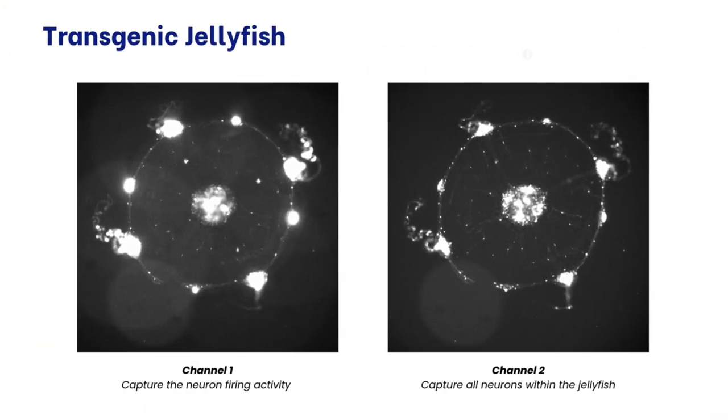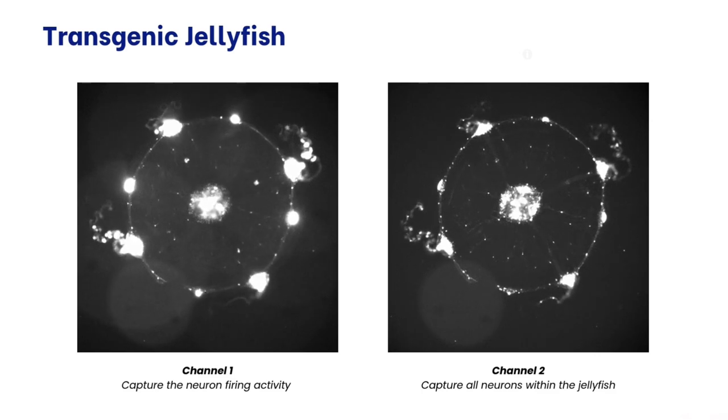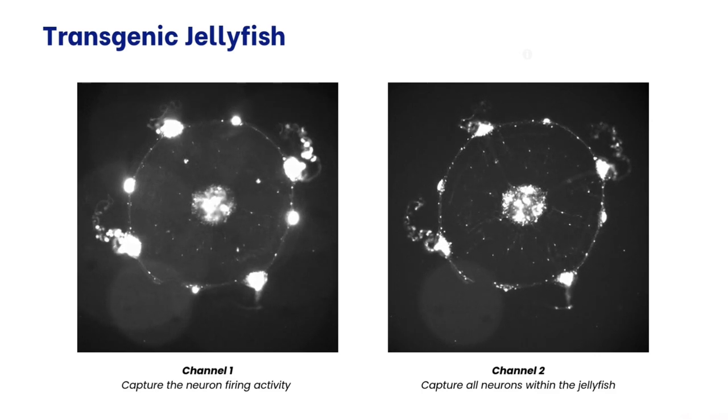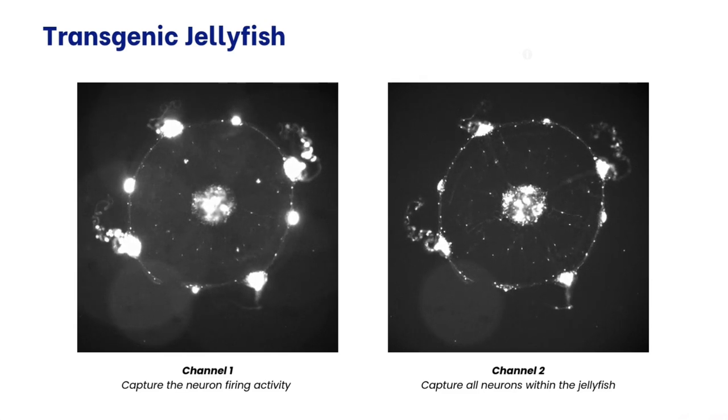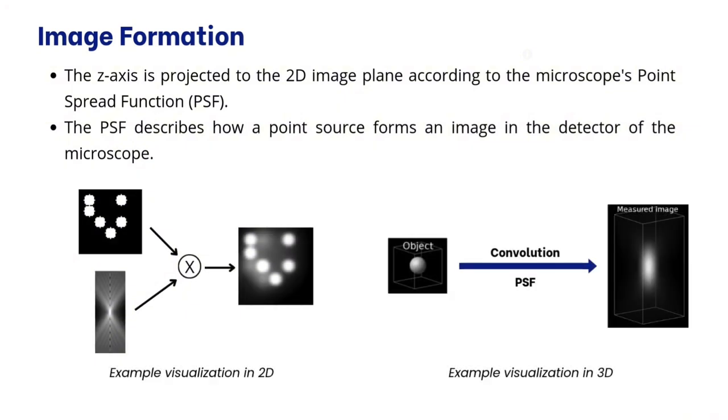The imaging of this jellyfish is currently performed in 2D using fluorescence microscopes. Two dedicated channels are utilized for capturing two distinct fluorescence light emitted from this creature. As shown in this video, channel 1 captures the neurons only when they fire up. Channel 2 displays all the neurons within the jellyfish. Next, I will discuss how these images are formed in the microscope.